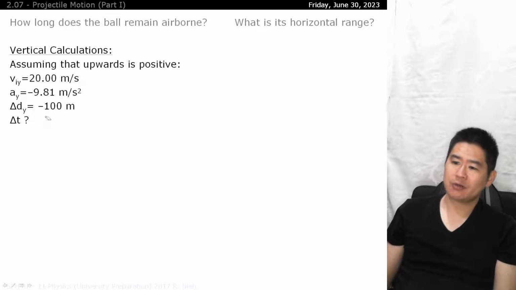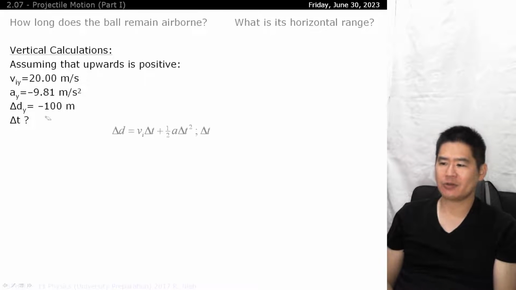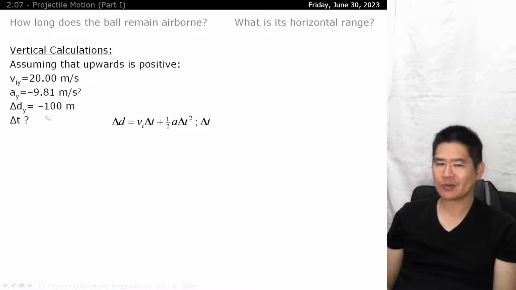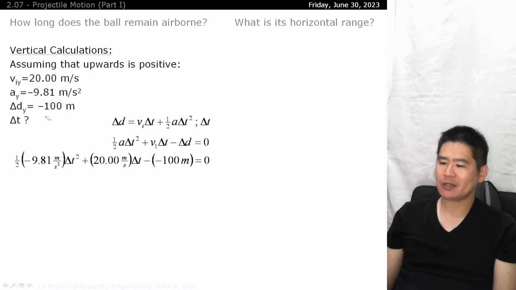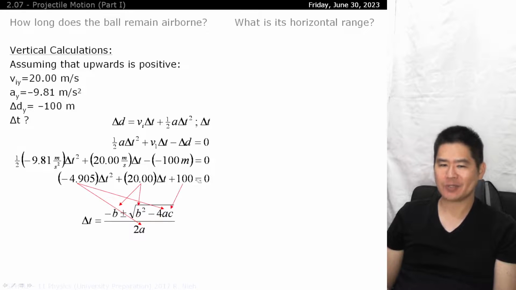All right, so anytime that you have your vi, a, and delta d, you can solve for time using the third kinematic equation. And here's where things get a little messy, because the moment you sub everything in and calculate through it, you'll notice that you'll have something that's quadratic, something that's linear, and something that's a constant. In other words, you have this whole ax squared plus bx plus c is equal to 0, where you have to use the quadratic formula in solving it.